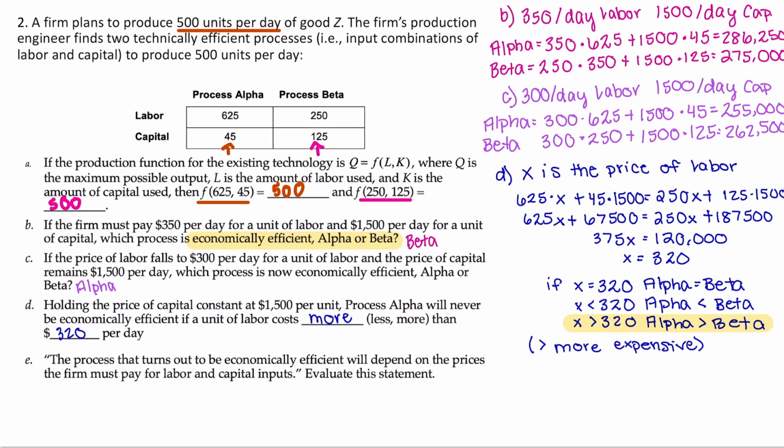Then the last part says the process that turns out to be economically efficient will depend on the prices the firms must pay for labor and capital. Economically efficient outcomes do depend on this because it requires firms to minimize cost. So economically efficient outcomes depend on these values.